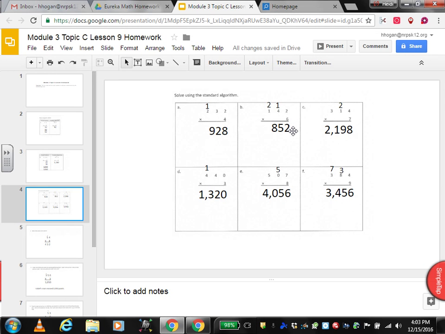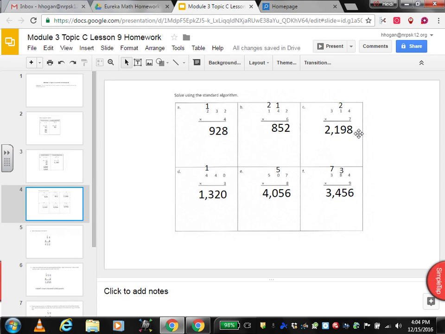6 times 2 is 12. We can't have 12 ones, so we regroup 1 into the tens place. 6 times 4 is 24, and 1 is 25, because we would regroup 2 groups into the hundreds place and be left with 5 tens. 6 times 1 is 6, plus 2 is 8. 852.